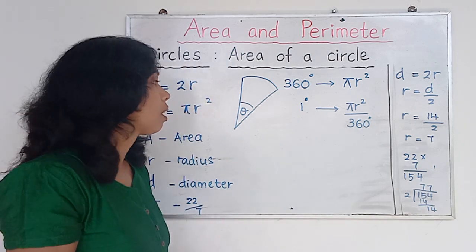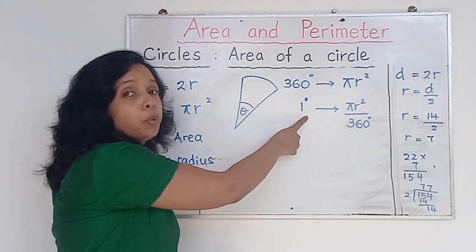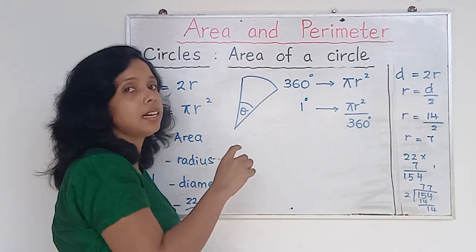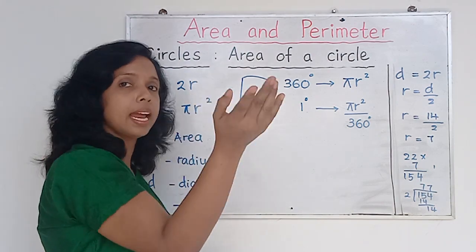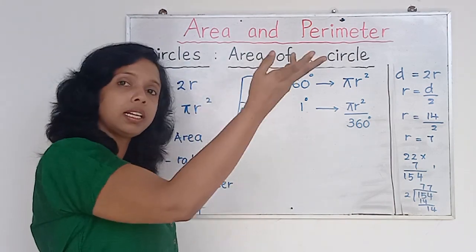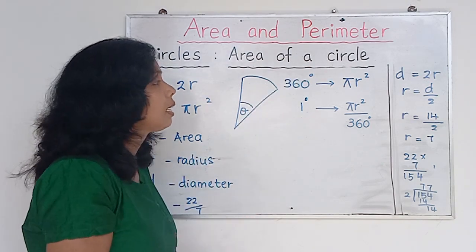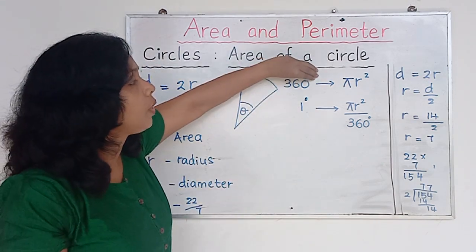Okay. Here I am not looking for just 1 degree. I have theta degrees, right? I have more than that, not 1 degree. I have theta degrees. Now this is a simple calculation, children.